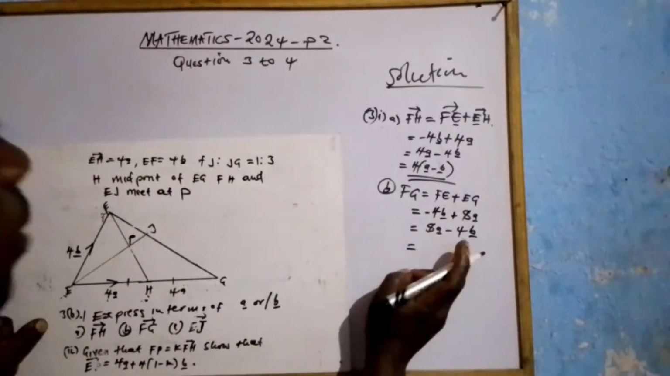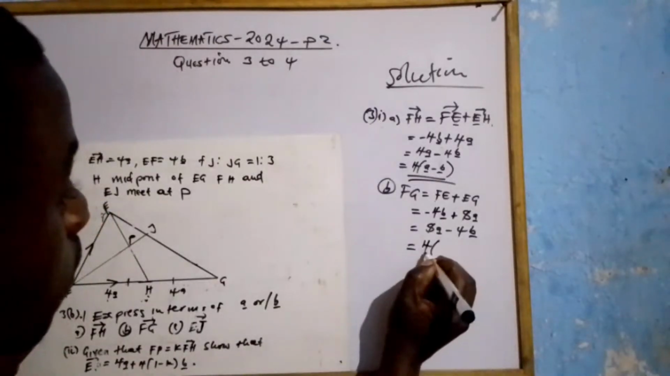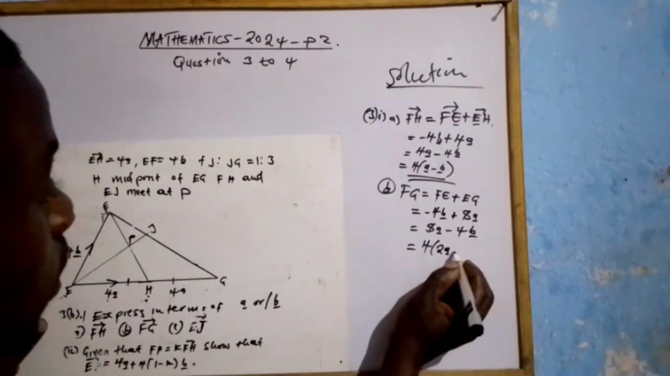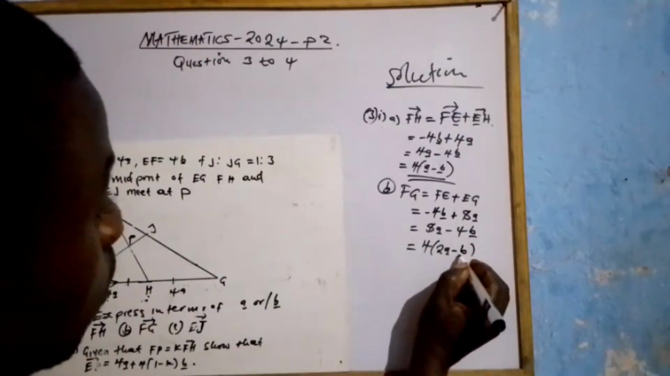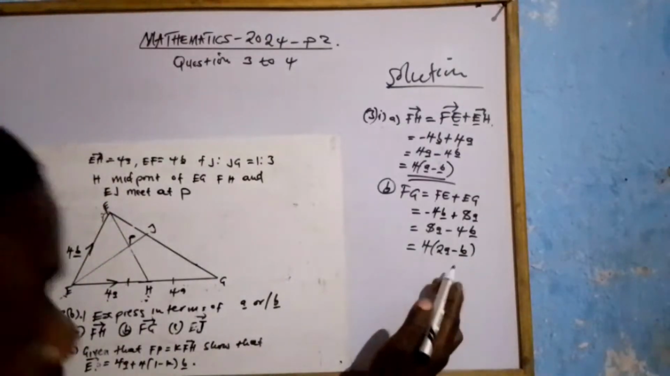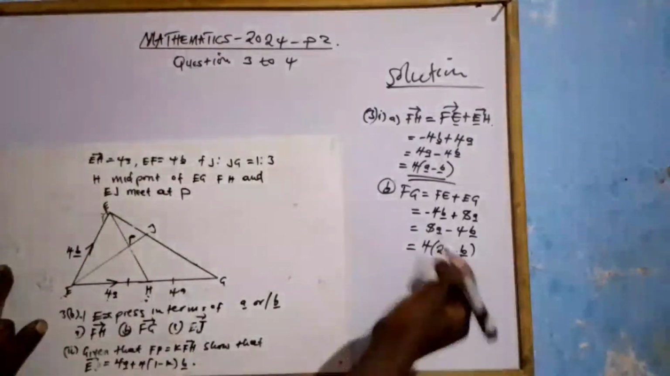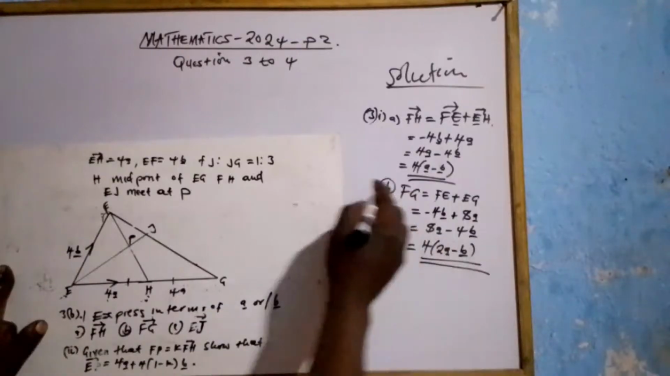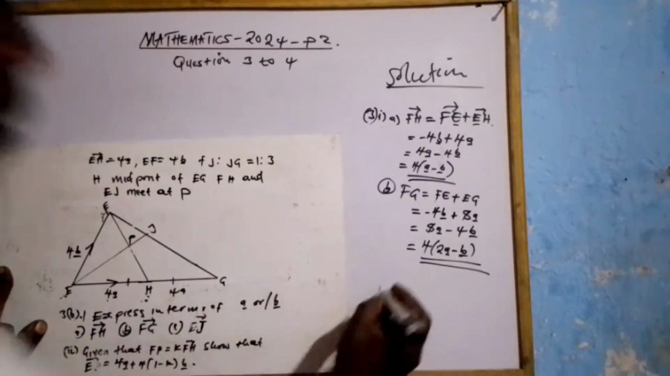Which should be equal to, then you factorize the common one, it is 4, and open bracket, 4 into 8, we are going to remain with 2A, then minus 4 into 4B, we are going to remain with B. Okay, don't forget to underline these letters. This is the answer for B.